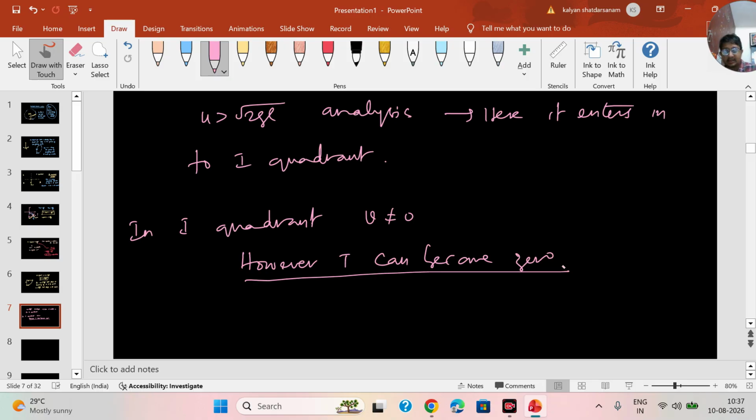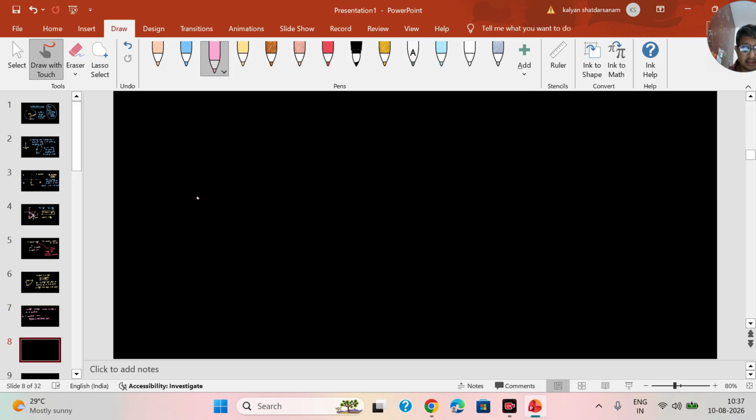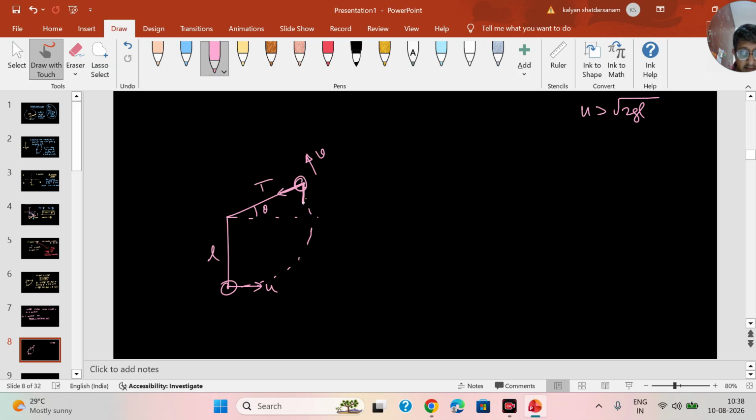Now let's look at the equations in this quadrant. I gave U here, and obviously U is more than root 2GL. So it crossed the fourth quadrant and entered the first. Somewhere here I am assuming the speed is V. This angle let us say is theta. There is tension. There is mg.